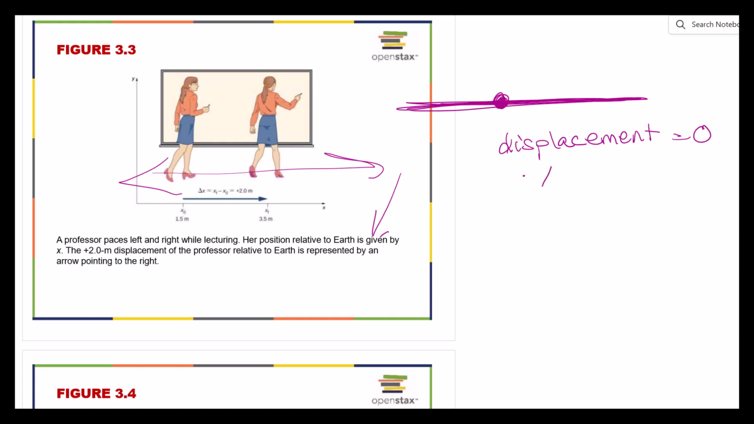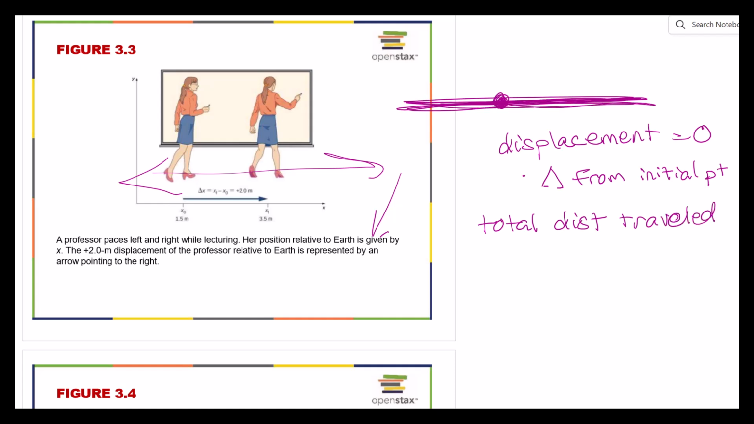So when we say delta, that means change from initial position or point, however you want to do it. Now, total distance traveled is going to be a whole lot because we did a whole bunch, but because we ended up exactly where we started, displacement equals 0. Well, not really infinity, but a lot. Okay. So that's what we mean by displacement.